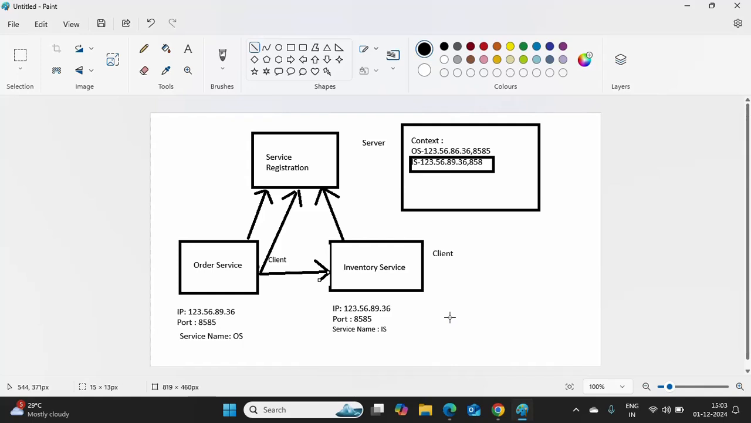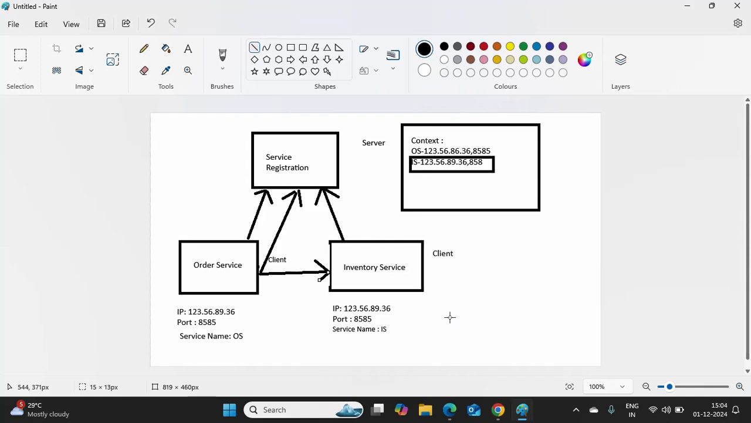There is no mediator between the service registry and the client. So here the client itself is directly interacting with the service registry to get all the information related to the inventory service. That means here the client is taking more responsibility. The client itself is taking the responsibility to get the other service's information. That is what we call the client side service discovery pattern.